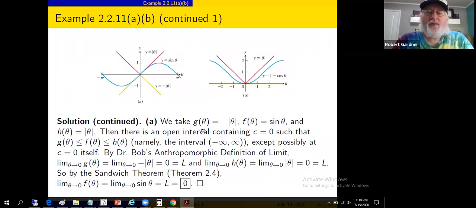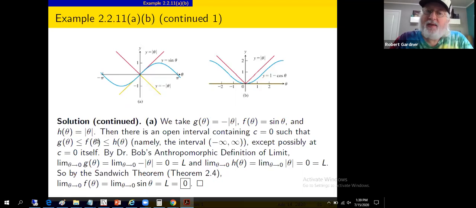Okay. So we'll take first, in part A, g of theta to be the negative absolute value of theta, f of theta to be the sine theta that's sandwiched between g and h, and we'll take h of theta to be the absolute value of theta. So we've got g, f, and h. We know g of theta is less than or equal to f of theta is less than or equal to h of theta on some interval about 0, c equals 0, except possibly c equals 0 itself. And by the way, it holds there as well, but it doesn't matter.